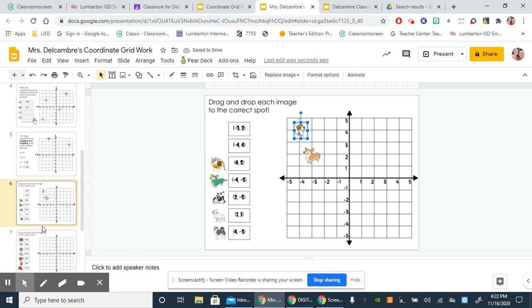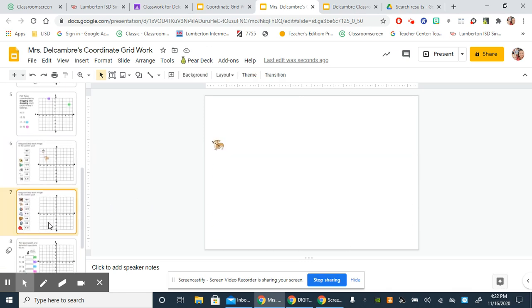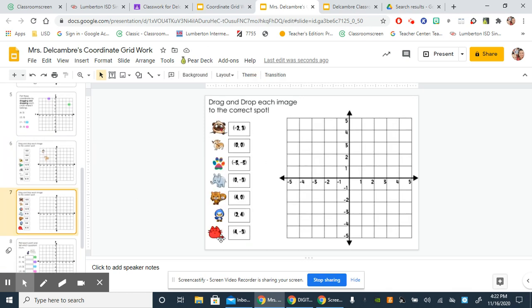All right, your next page that you have is very much similar to that, but you have different animals. So you also have this little dog. So I'm going to grab this dog. He's going to come over here with me. I'm going to start at the origin. Then I'm going to go over to -2, then up to +3, and drop him right there.